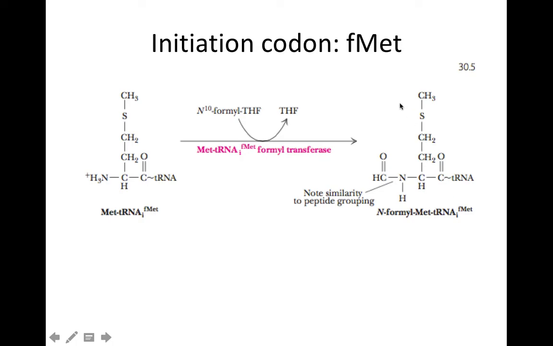So this slide emphasizes your initiation codon, which is your fMet, and how it is formed largely via a transferase, as in the formyl group is transferred from N10-formyl THF, or tetrahydrofolate, into your methionine, so that together you can have an N-formyl methionine tRNA, tRNA fMet.